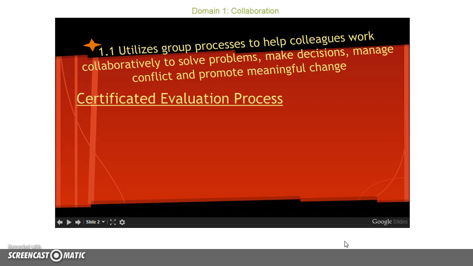So I hope that you can see the connection that this process has with Teacher Leader Model Standard number 1 in terms of the collaboration or the group processes that are used to improve instructional practice.